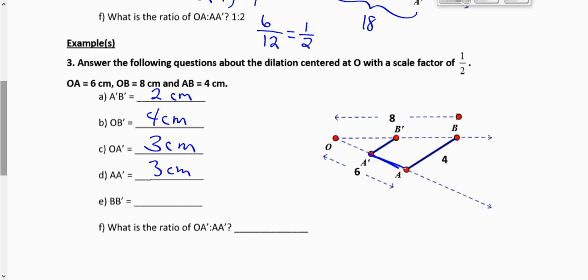This is that distance there. Does that look like half of 6? Did I mess up? You just count the dash marks. It's 4 centimeters. See? It's 4.